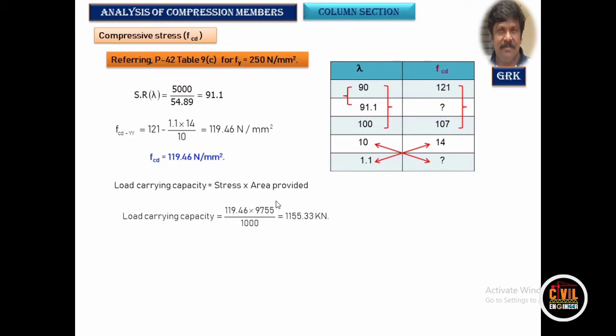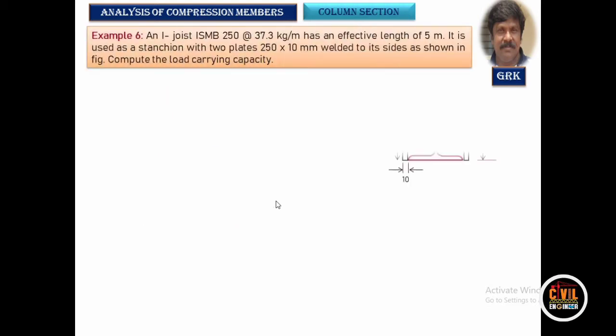the column section. Now let us look into another problem where the plate of the same size has been provided on the sides. It's welded like this, not on the top and bottom of the flanges, but on either side of the flanges. It's been provided on the sides like this. Let us see what is the load carrying capacity, whether it will be more than that 1155.33 kilonewton or less than that.